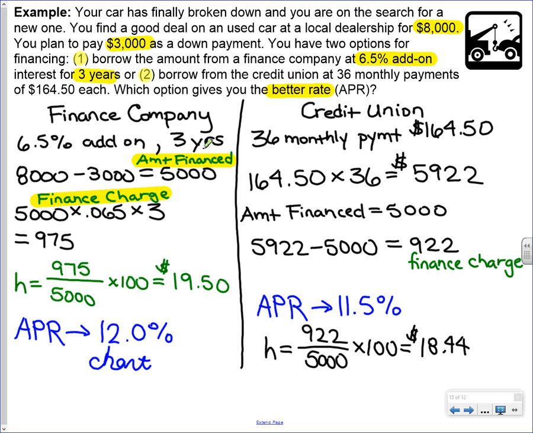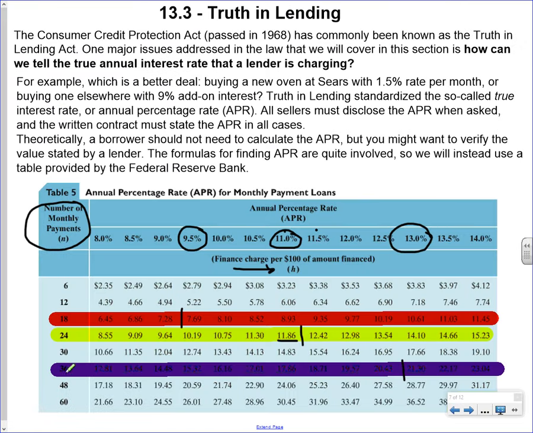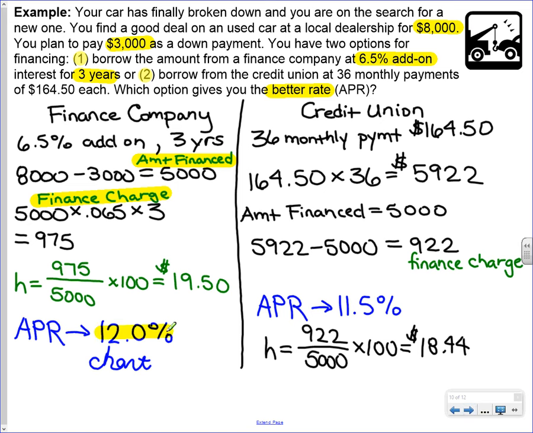This was for 3 years, right here, so we want to convert that into monthly, which would be 36 monthly payments, to look it up on the chart. We want to see where 19.50 falls. So for 36 months, 19.50 falls right close to this item right there. 19.57 is what that says. Our 19.50 falls pretty close to that, which would be 12%. That's how we get the 12% there.